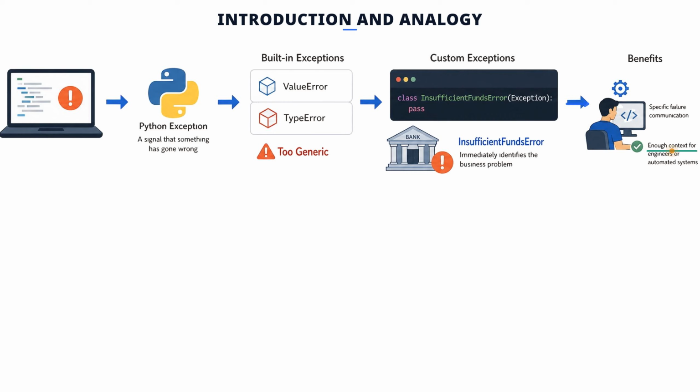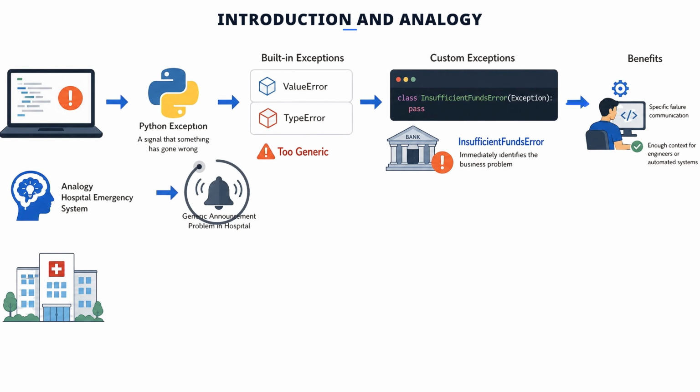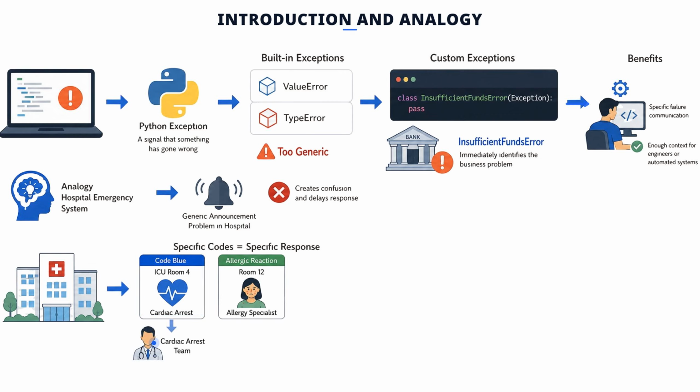To truly understand the necessity of these specific alerts, let's consider the analogy of a hospital emergency system. In a medical crisis, a generic announcement of a problem over the loudspeaker simply creates confusion and delays the response. No one knows exactly what to do or where to go. Instead, hospitals use specific codes mapped to specific responses. For instance, a code blue in ICU room 4 specifically alerts the cardiac arrest team.